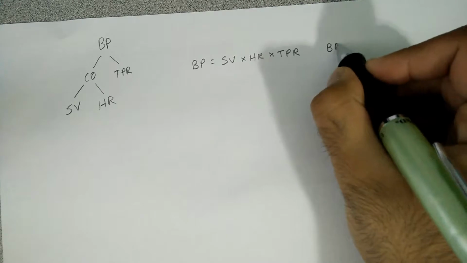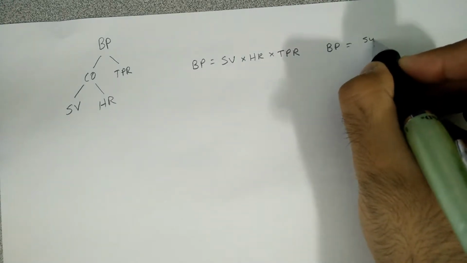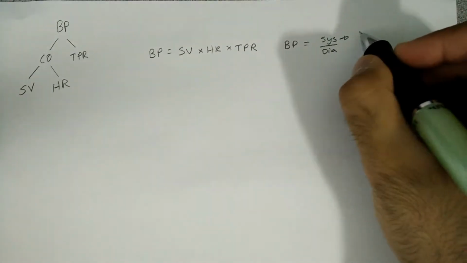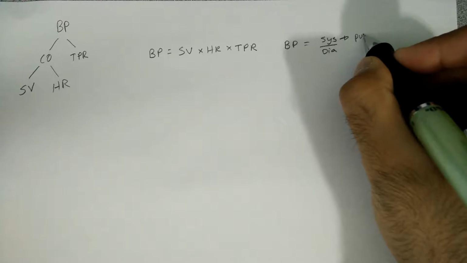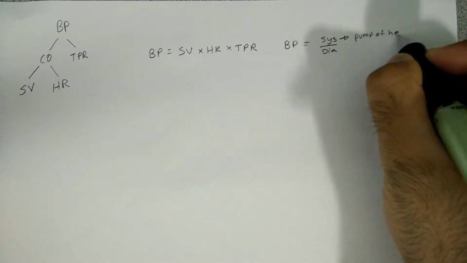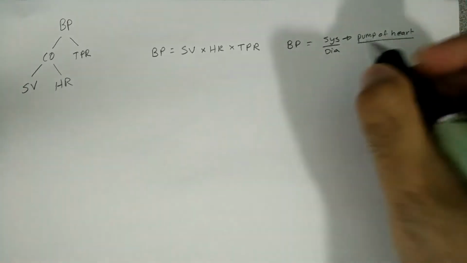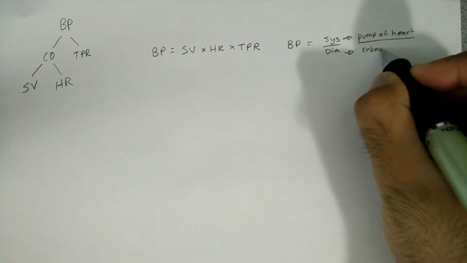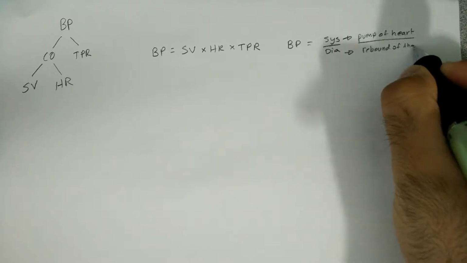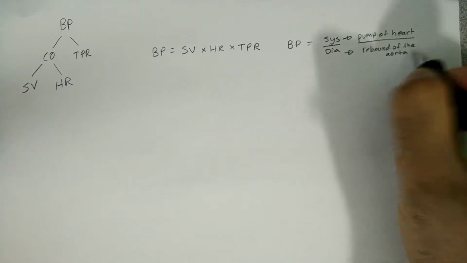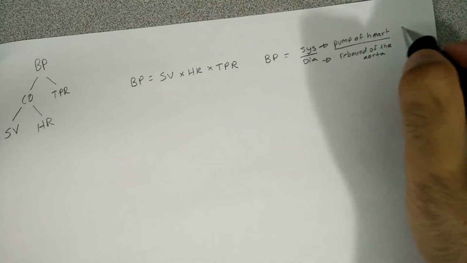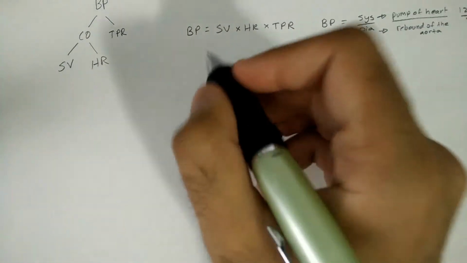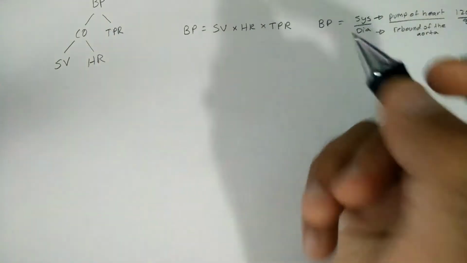And blood pressure can be further divided up into systolic over diastolic pressure. The systolic pressure originates from the pumping action of the heart, and the diastolic pressure is generated by the rebound of the aorta. So if we assume our prototypical blood pressure is going to be 120 over 80, and we'll discuss this a little bit further. So what are these 3 different components?